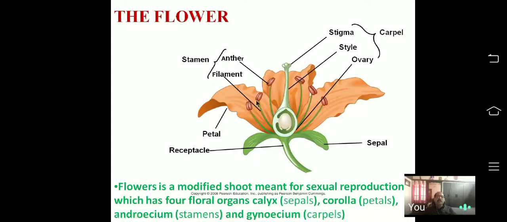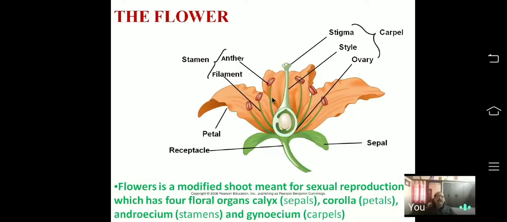The third whorl is the androecium. Androecium is the male reproductive part. Its members or units are called stamens.